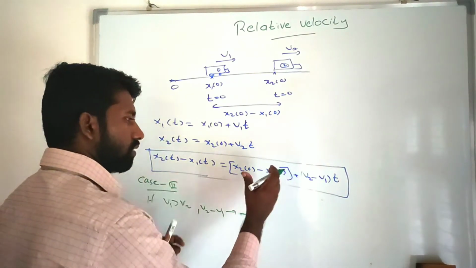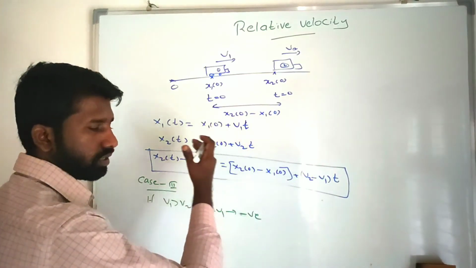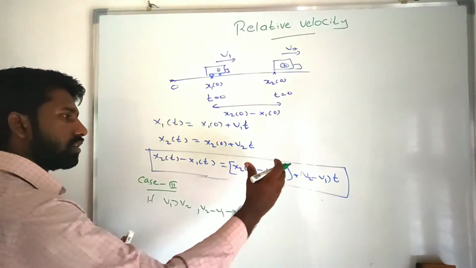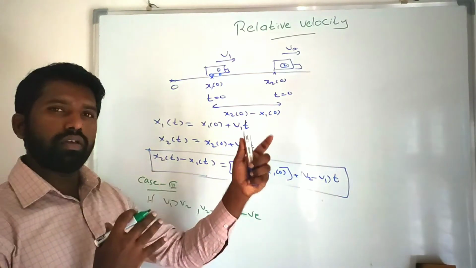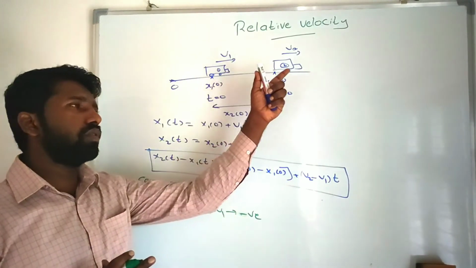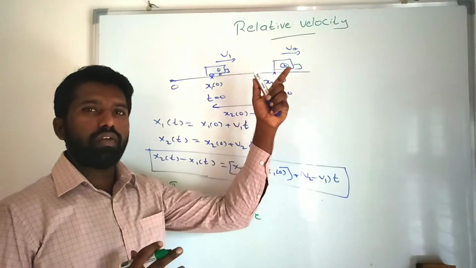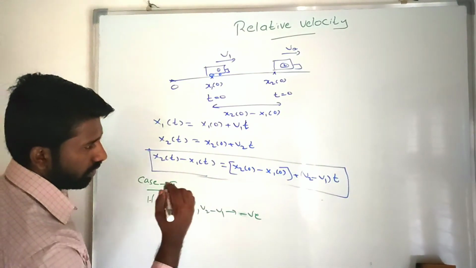This is a negative value. So you can see that the distance between the two bodies will decrease, and at a particular instant the two bodies will meet, and again the body will continue, that is A will go away from the second body. Clear? Okay, that we will draw in the graph.